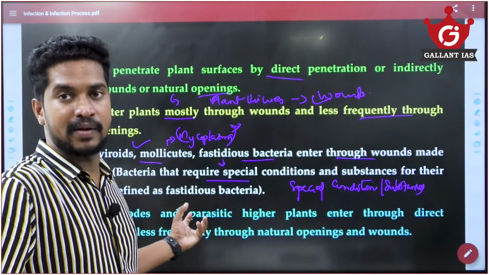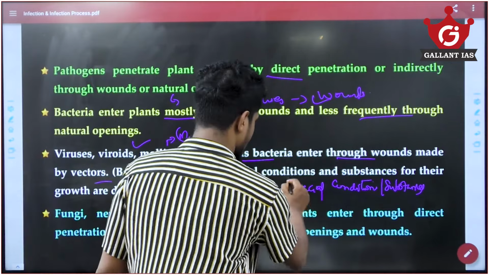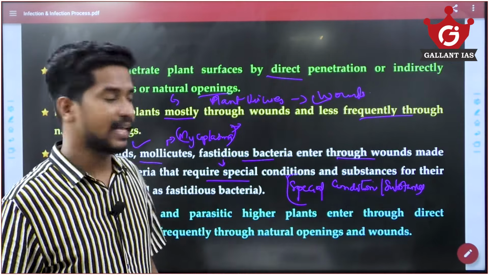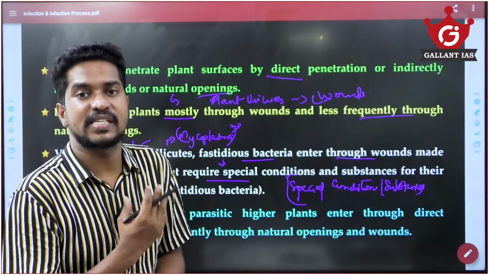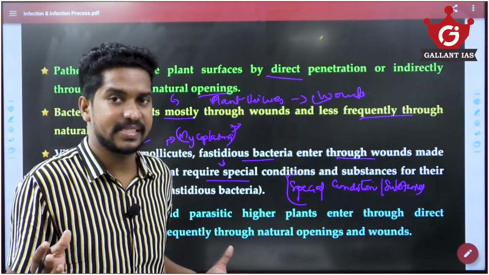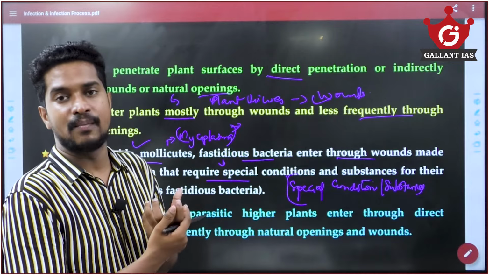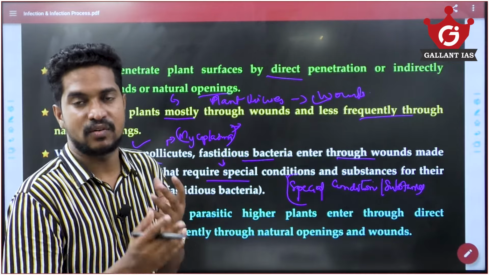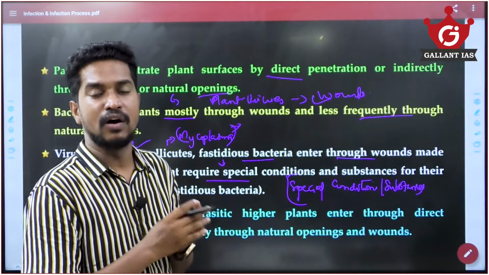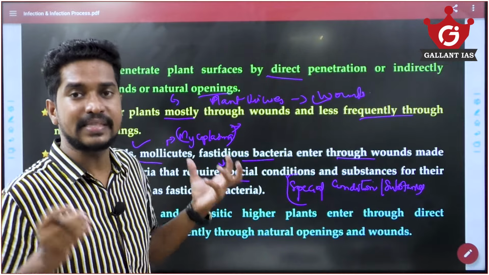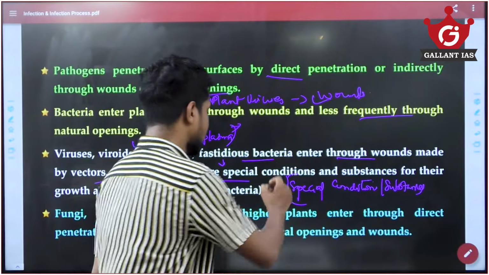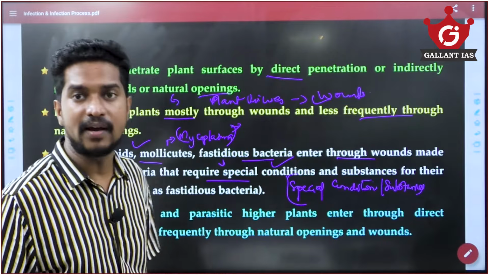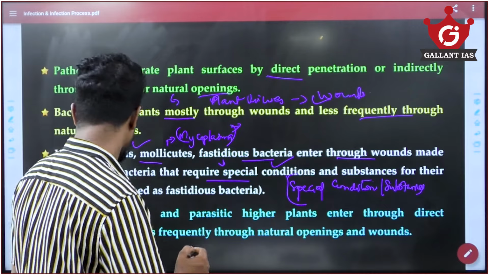Fastidious bacteria require special conditions and substances. If the special conditions and the special substances are provided, then only the bacterial growth will take place. Otherwise, this bacteria cannot grow further. Fastidious bacteria require special substances and conditions for their growth and development.